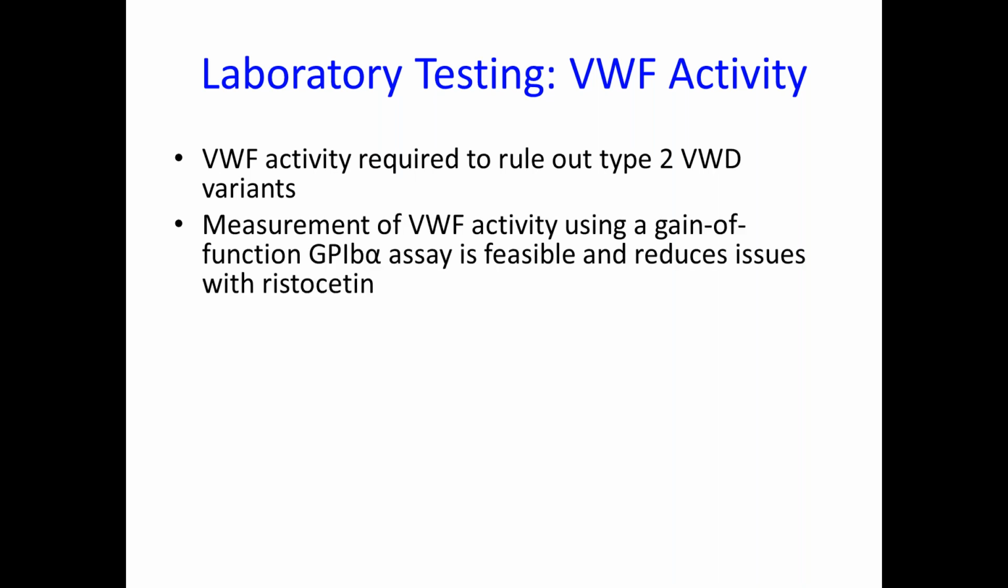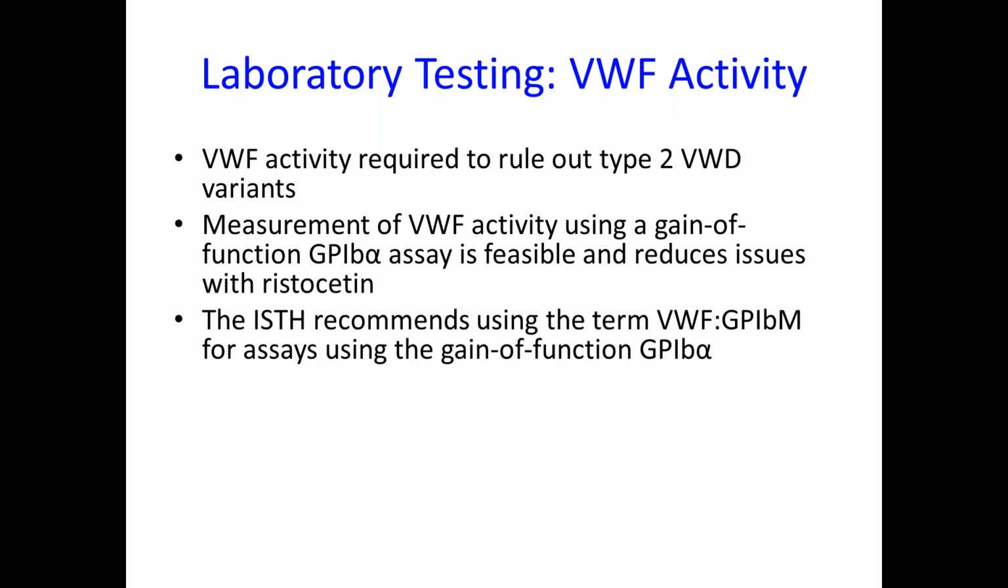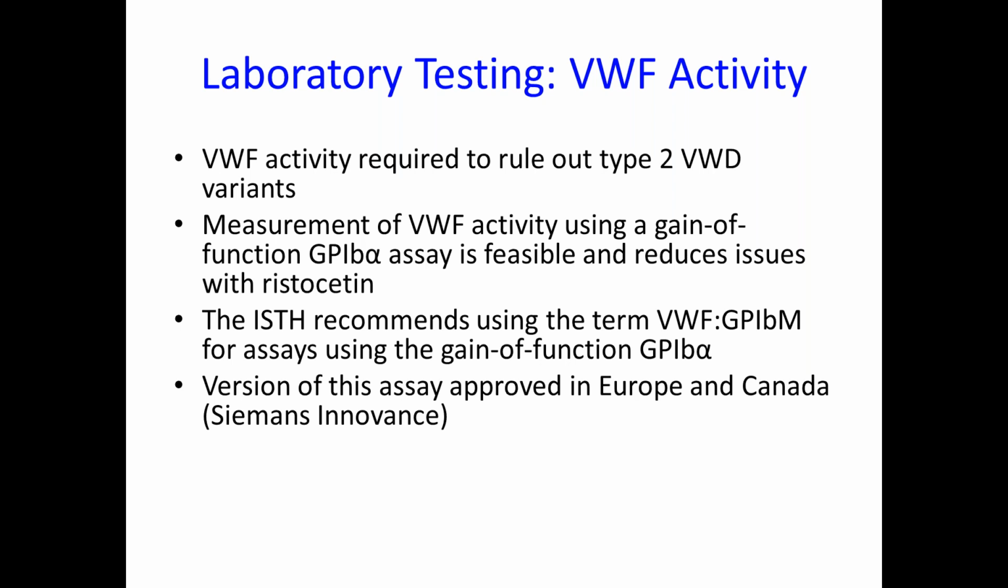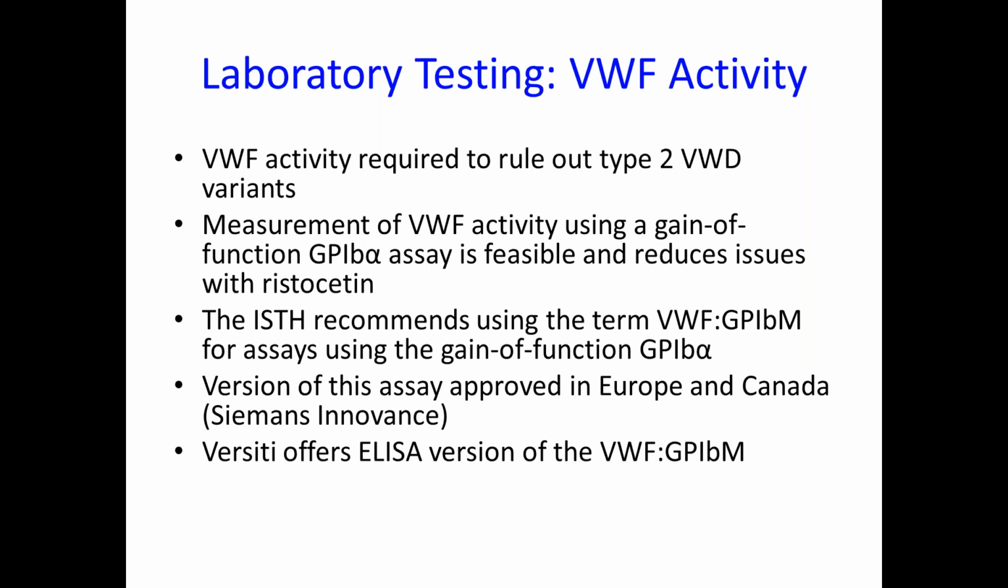Measurement of VWF activity using the gain-of-function GP1B alpha assay is feasible and reduces the issues with ristocetin. As I said, ISTH is recommending using the term VWF GP1BM, meaning it's a GP1B that has a mutation in it, for assays using the gain-of-function GP1B. And there's a version of this assay approved in Europe and Canada. It's the Siemens Innovance activity. Versity offers the ELISA version of our GP1BM, but I think many hospitals are still running ristocetins.